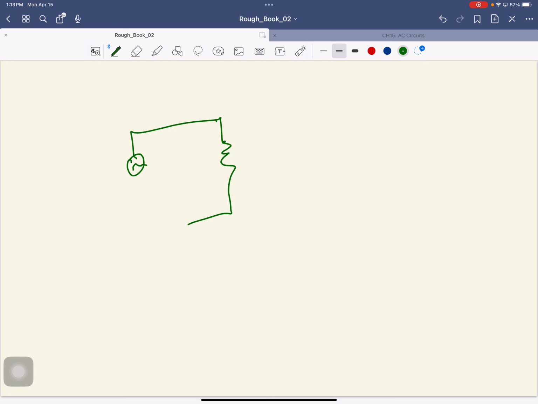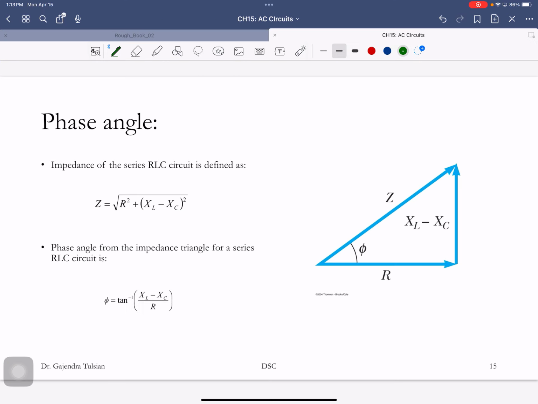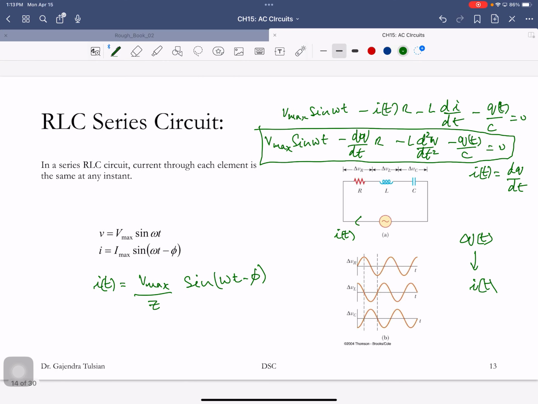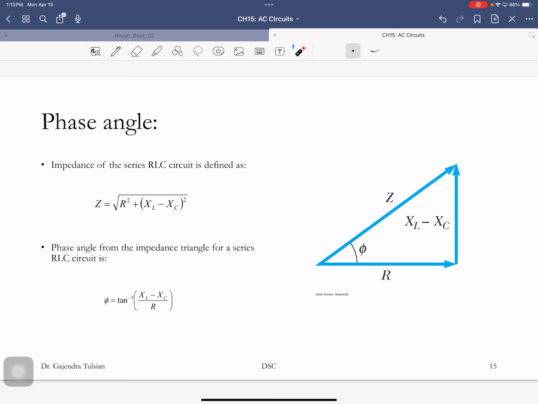So here's another circuit. This is a parallel combination. And again, you would want to know Z and phi. So that's your goal for all circuits. So for this simple combination, for a series combination, and that's one of the more important applications, Z is given by that, and there is phi.